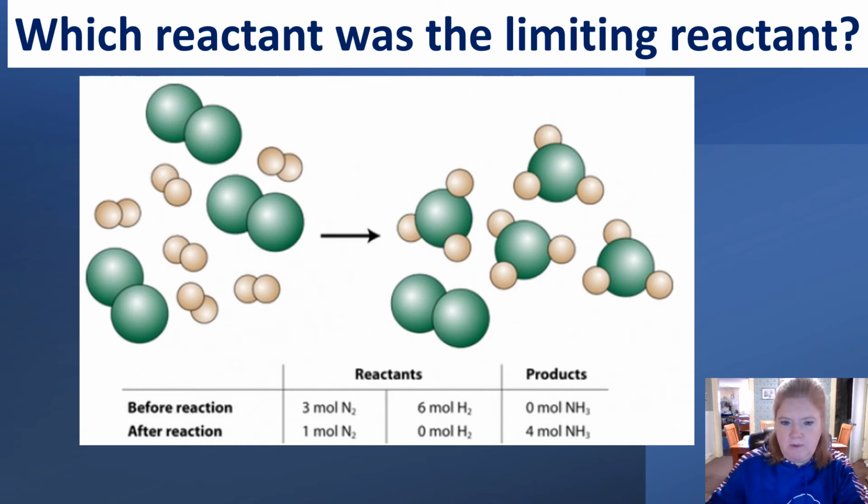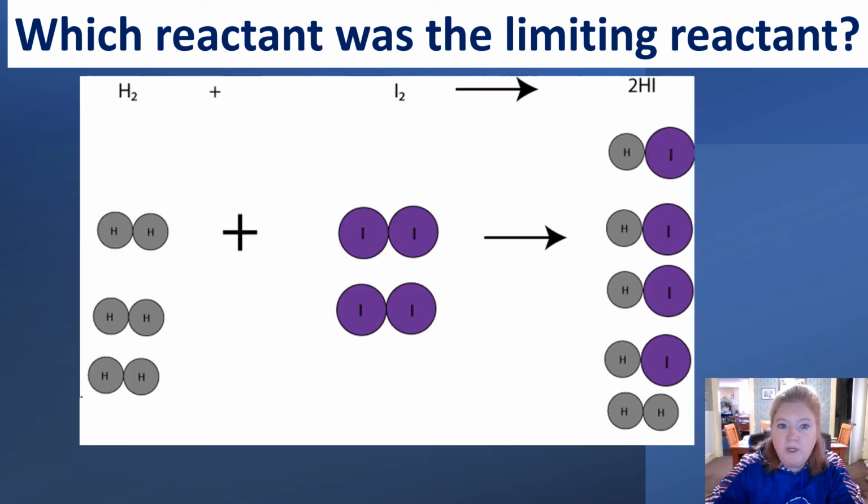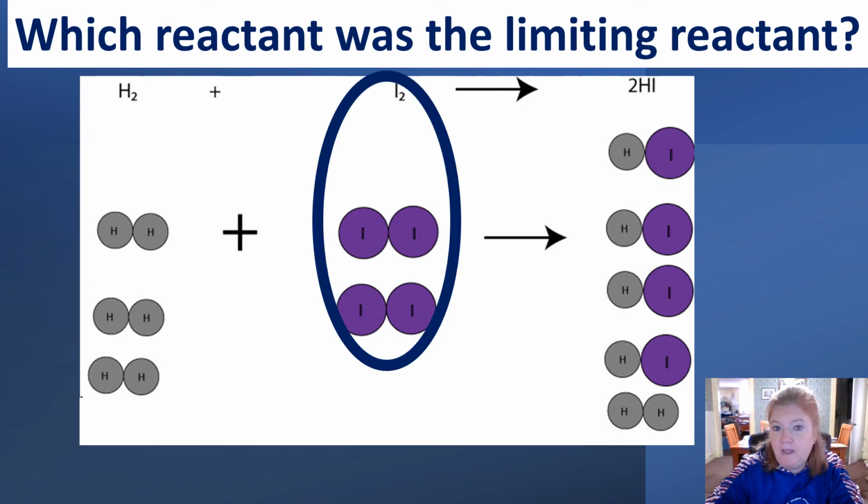I also like the way that this is written. I started with 3 moles of N2, 6 moles of H2. Afterward, you see I still have 1 mole of N2, so that means I ran out of H2. Which was the limiting reactant here? I2.